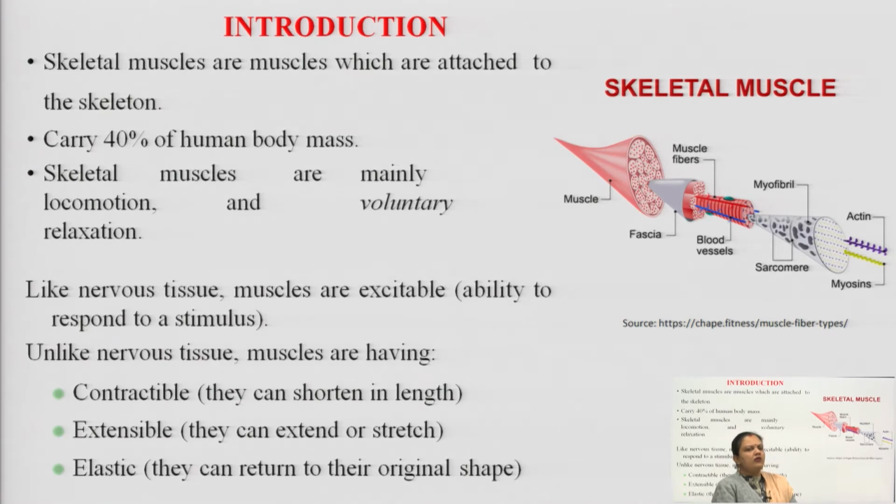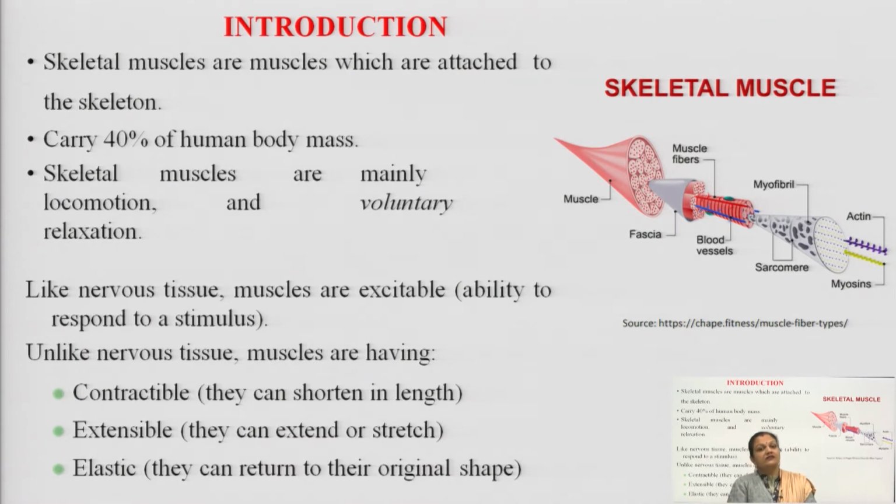So, here we are talking about the skeletal muscles. Skeletal muscles cover all the bones and the skeletal system. The actions needed in our locomotion, change in position, exercise and sports need the voluntary role of skeletal muscles. Like nervous tissue, the skeletal muscles are excitable in nature. Excitation means the skeletal muscles have a great ability to respond to a stimulus.